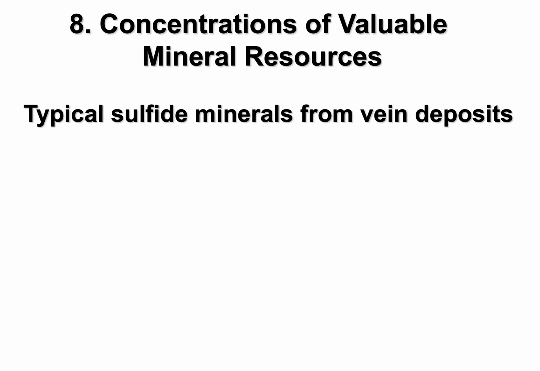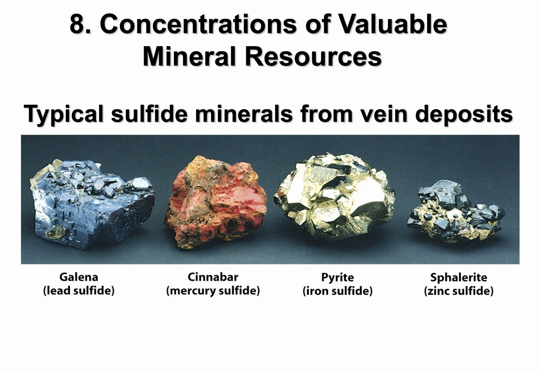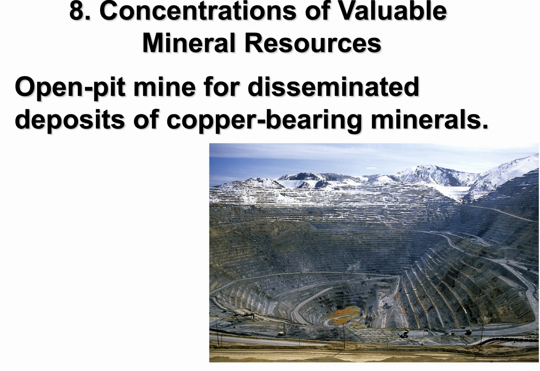And then we have typical sulfide minerals from vein deposits. We have, for example, the galena, which is a lead sulfide. We have the cinnabar, which is a mercury sulfide. We have the pyrite, which is an iron sulfide. And we have the sphalerite, which is a zinc sulfide.